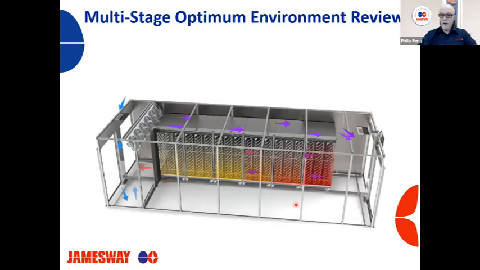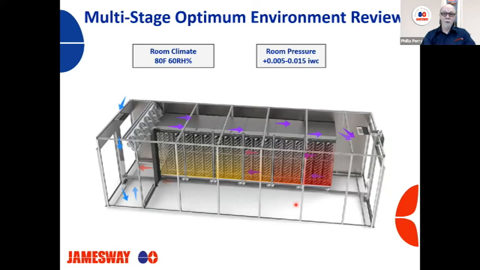So I'm just going to take a review here. Seems like we're kind of winding down. So just for a multi-stage optimum environment review of all the things we talked about, the one thing is the room climate. We would want 80 degrees optimum temperature with a 60% relative humidity. We would want a room running a positive pressure. Our machines don't like to have air forced down them, and they don't like to have air pulled through them. They just want the air available as needed. And the same for the exhaust.